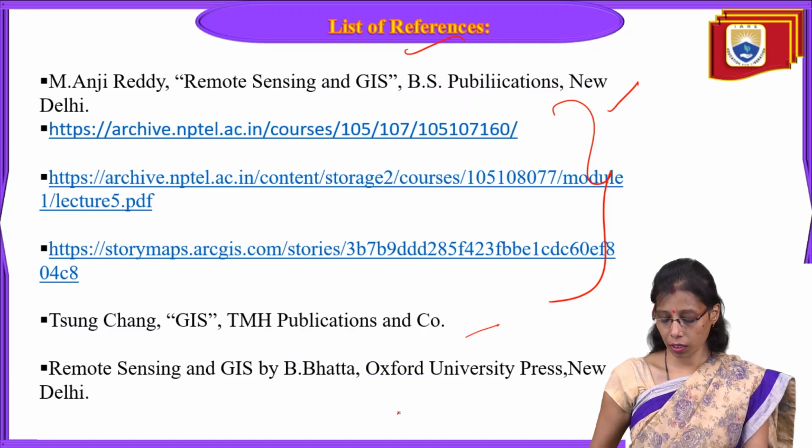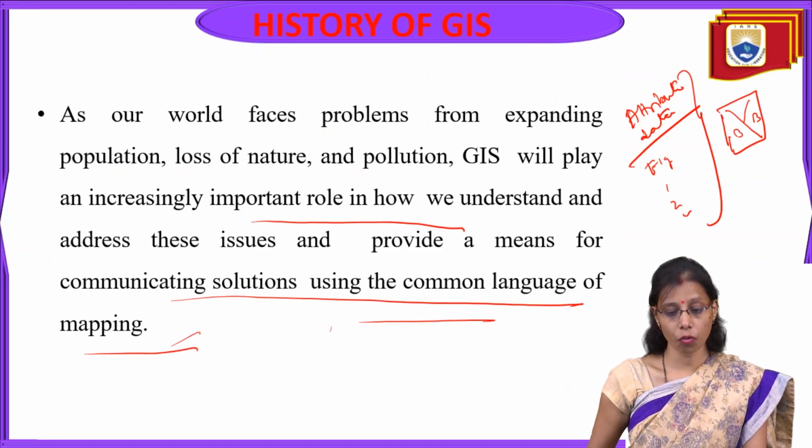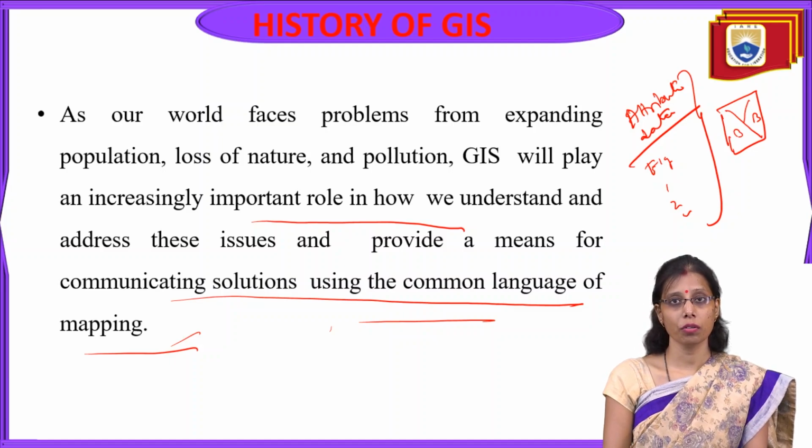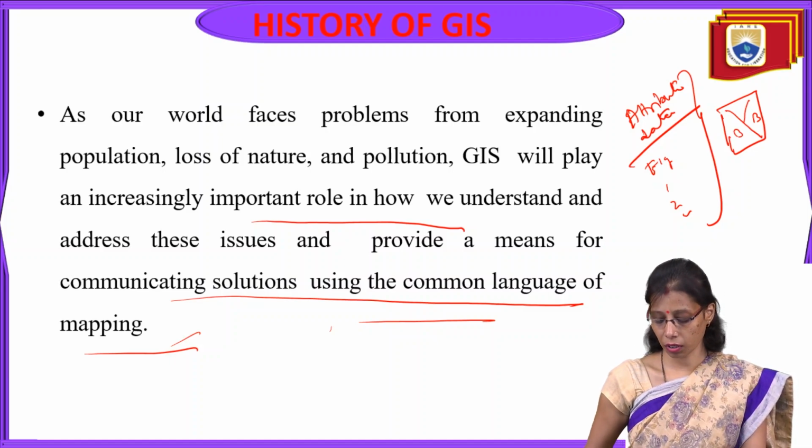So I hope you understood about GIS, the history of GIS, how far we came from the 1960s to now, 2024, how the GIS process is working, and how we are able to solve different environmental issues and different problems with the help of GIS, because it is applicable in almost all fields, either government sector or private sector.